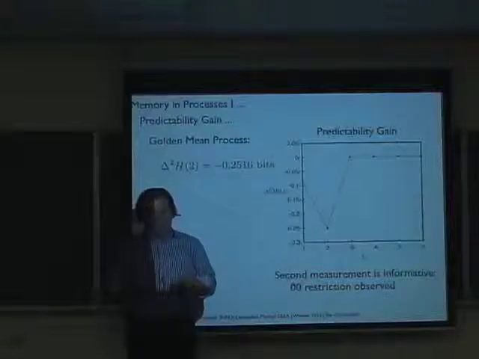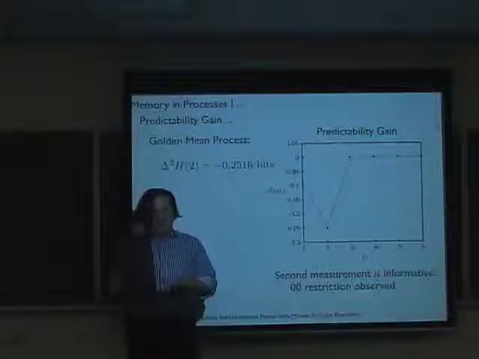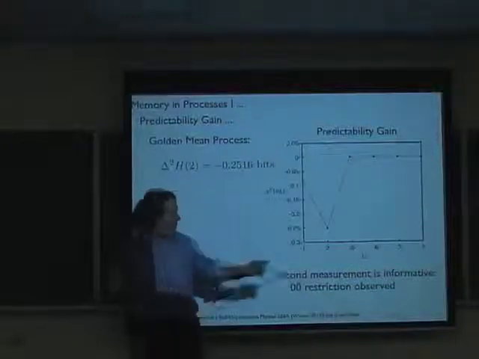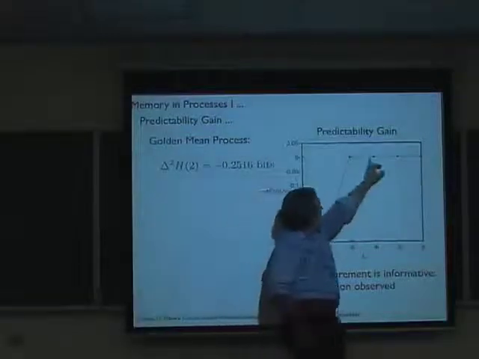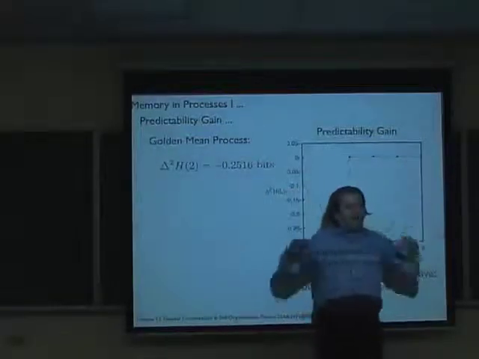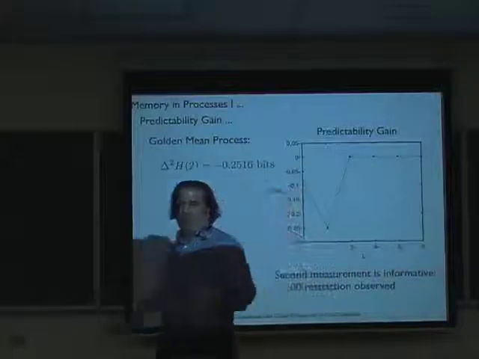It's much more predictable. In fact, that's all we really need to know about the golden mean process, statistically speaking. And that's shown because when we look at words of length 3, length 4, it reaches 0. There's no other predictability gain looking at words of length 5 or 6.